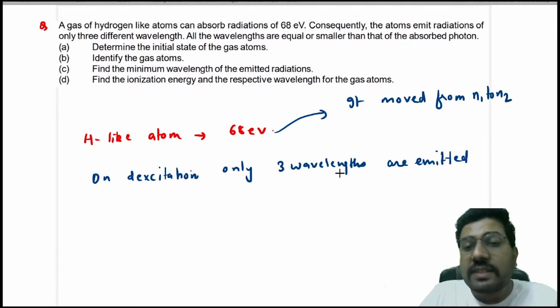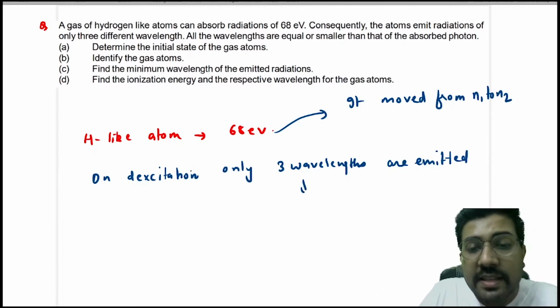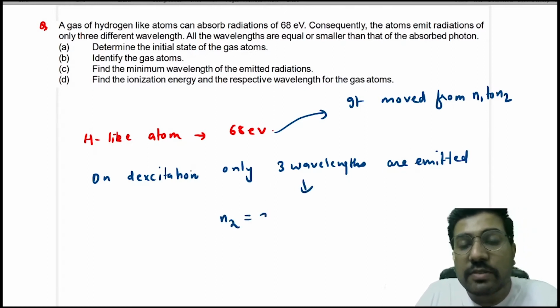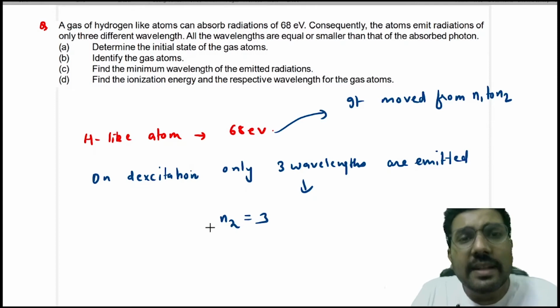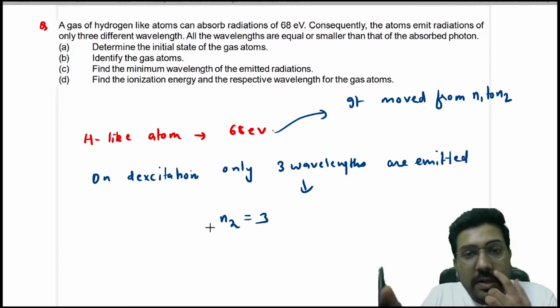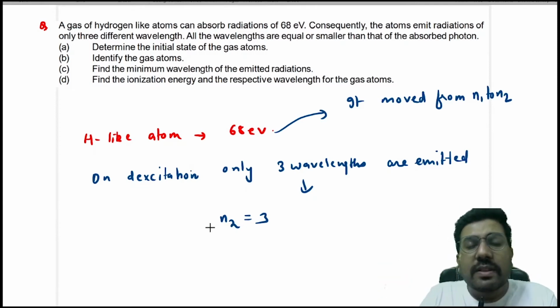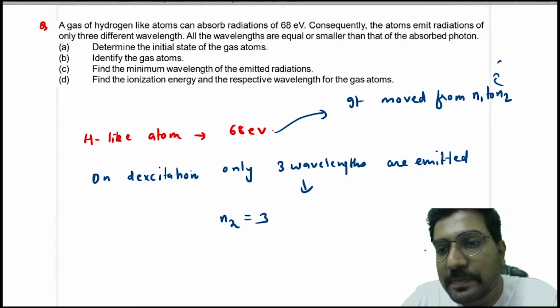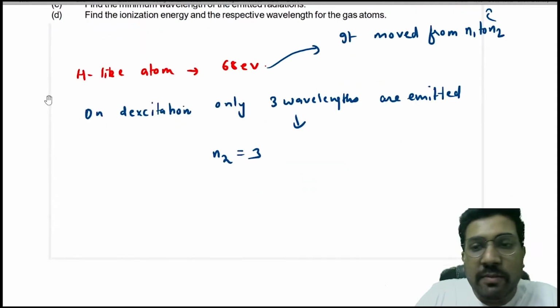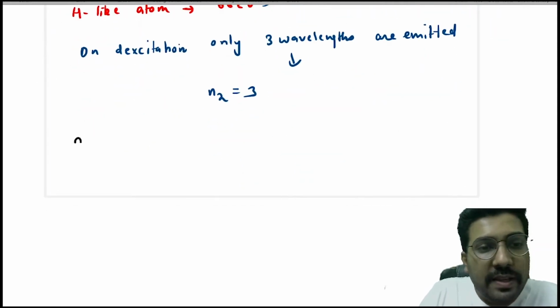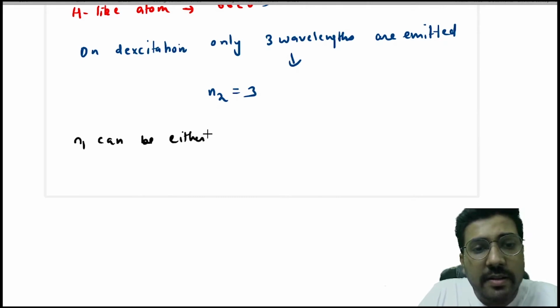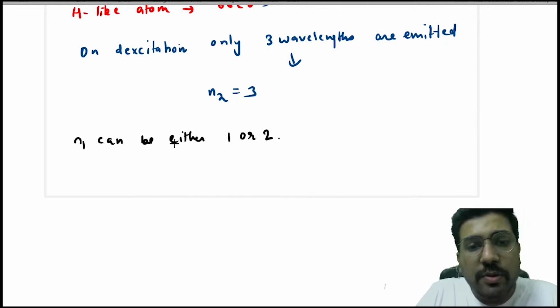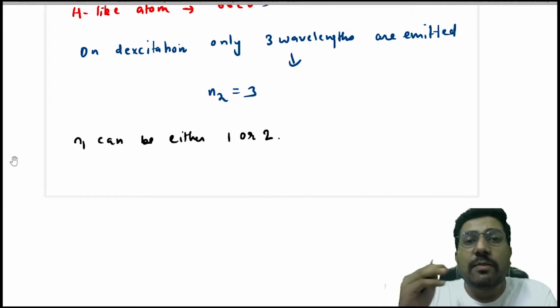But because only 3 wavelengths are emitted, that means N2 has to be equal to 3, because 3 wavelengths means 3 lines, and 3 lines means N2 has to be equal to 3. So the value of N2 we already know: the value of N2 is 3. So now N1 can be either 1 or 2.